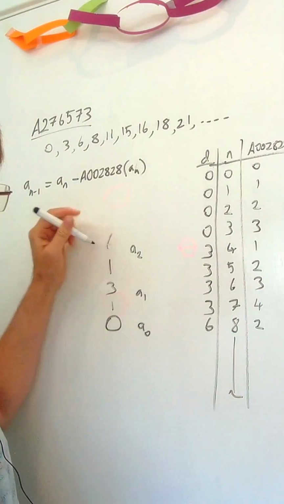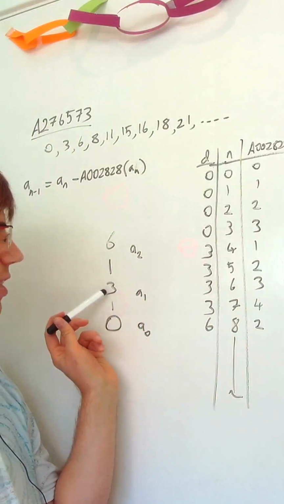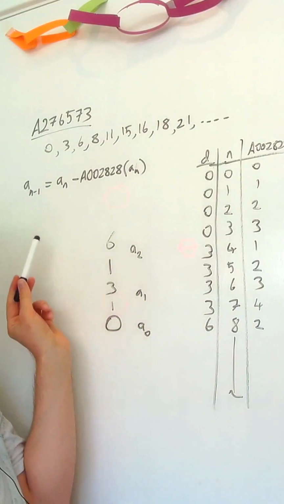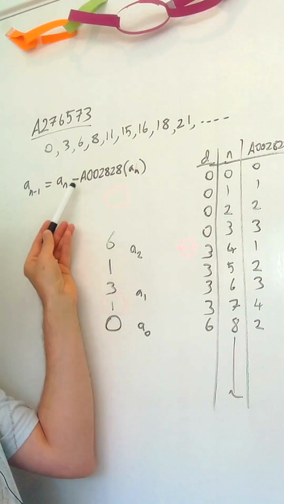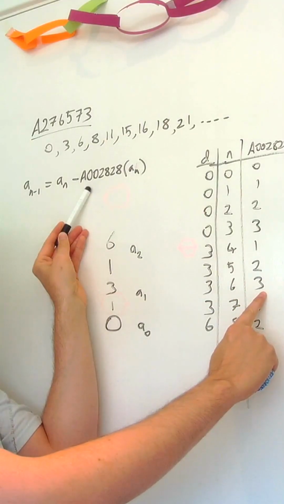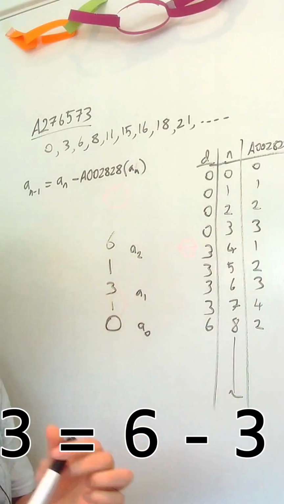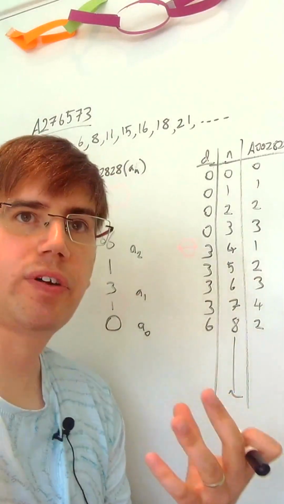So just so you can, oh, hello. So A1 is 3, so A2, so 3 equals 6 minus that thing over there, the thing in the 6 column, 3. So 3 is 6 minus 3, works. Bingo. I've got, I think, a rough idea of how this thing works.